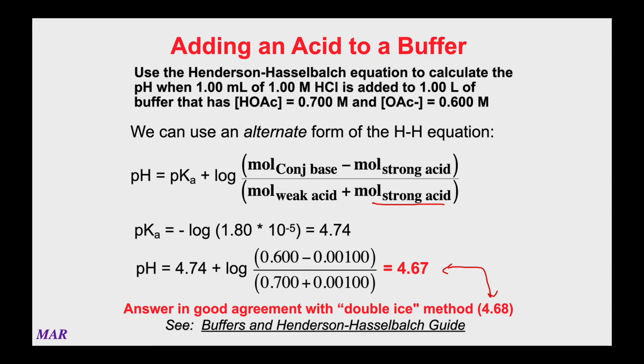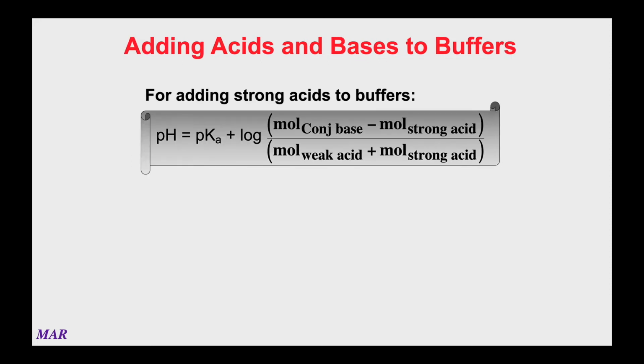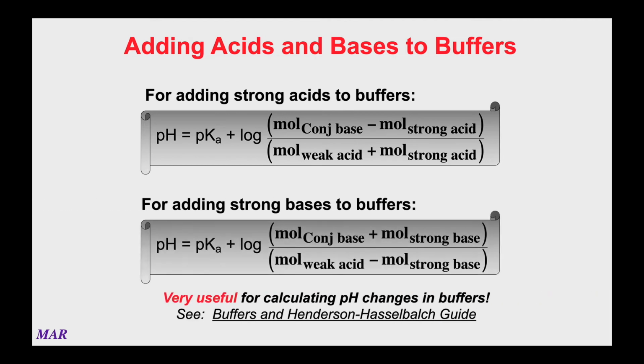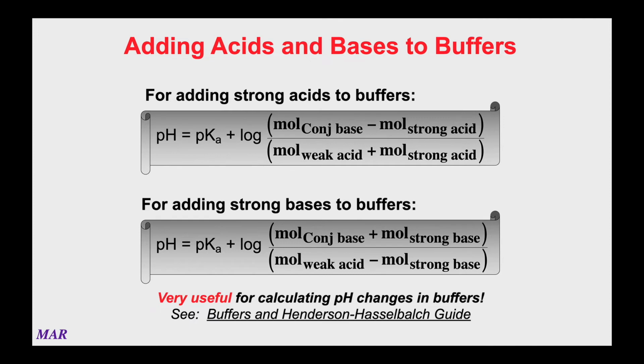Anyway, this expression is also in the Buffers and Henderson-Hasselbalch guide, and I do recommend you check it out. This expression is the one you want to use when you add a strong acid to a buffer. The strong acid lowers the concentration of the base, but it increases the concentration of the acid. I'm saying concentration, but in the actual HH equation here, you must use moles, okay? So make sure you use moles if you're using strong acids or strong bases. There is an equivalent expression for adding a strong base. The strong base lowers the weak acid, and in the process, the conjugate base, the weak base, is increased. So both of these equations are really cool.